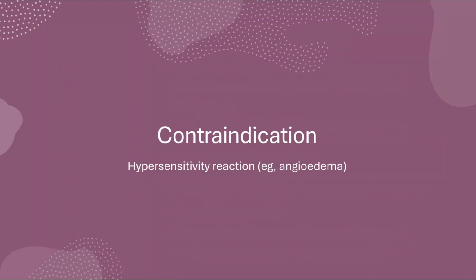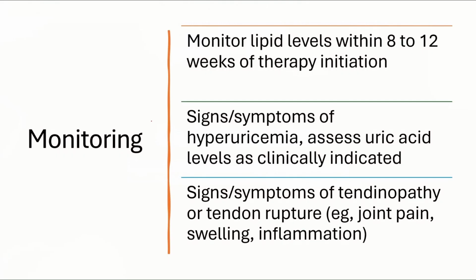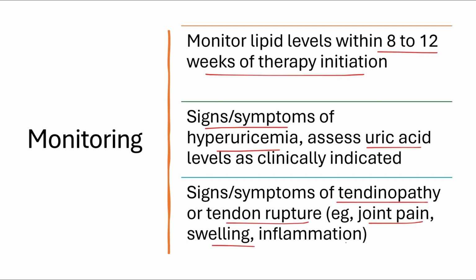So contraindication if they have hypersensitivity reactions to this drug, such as angioedema. With regards to monitoring, monitor lipid levels within 8 to 12 weeks of therapy initiation, so 2 to 3 months, and monitor signs and symptoms of increased uric acid, assess uric acid level as a result, and look out for signs of tendinopathy or rupture, such as joint pain, swelling, or inflammation.